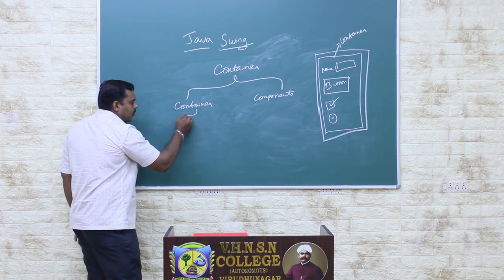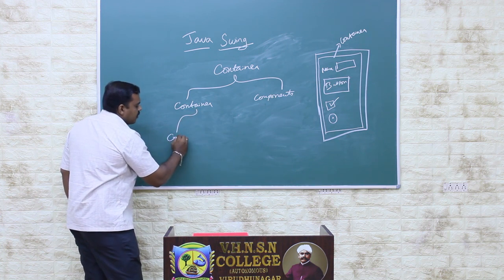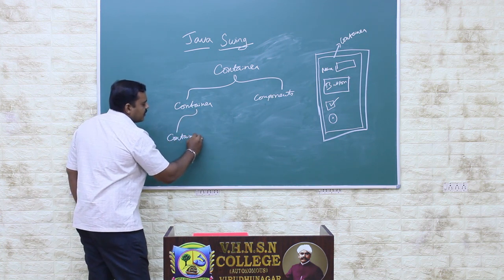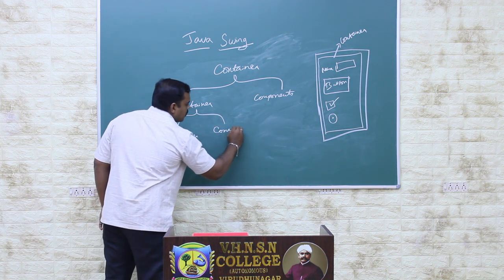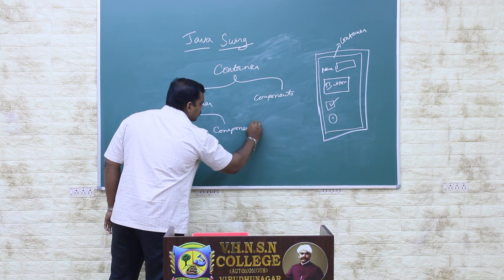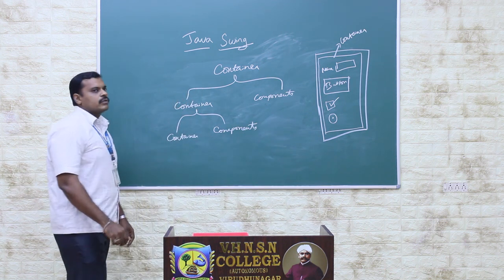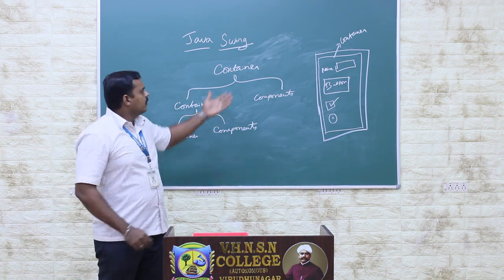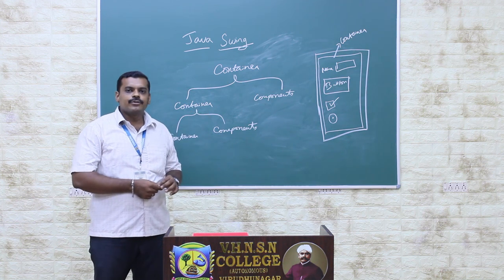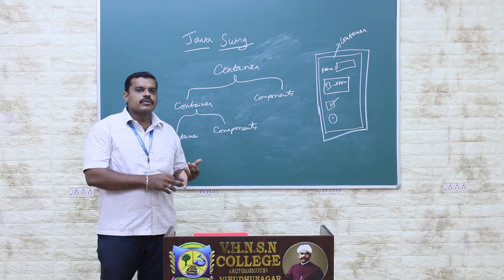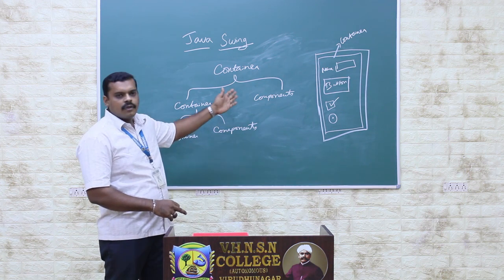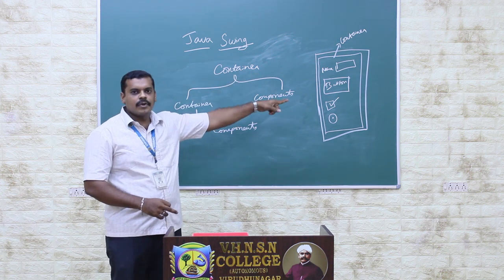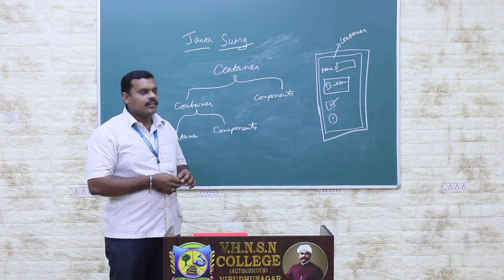This container may have another container and some components. We have another name for this container: layouts. We may use grid layouts, table layouts, and other layouts to arrange those components on the screen.